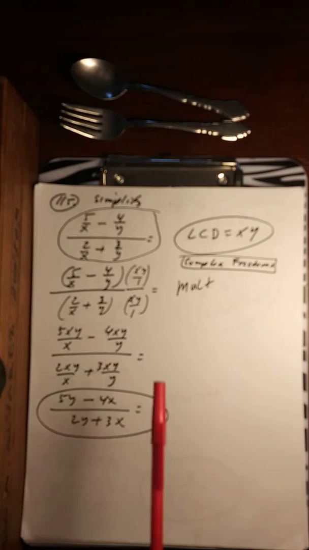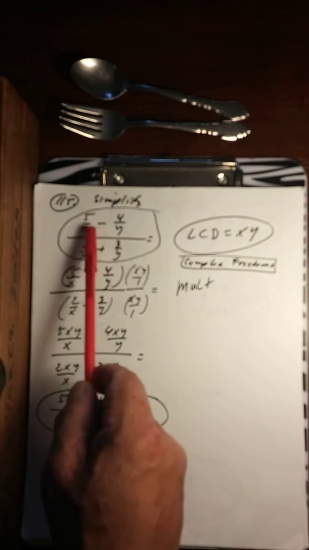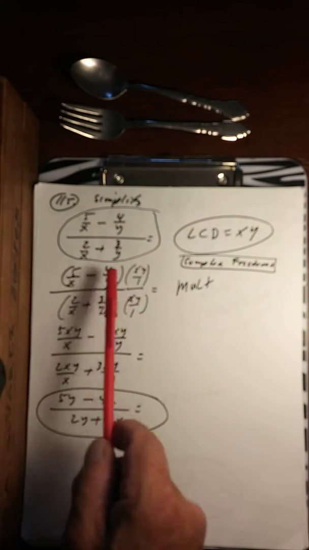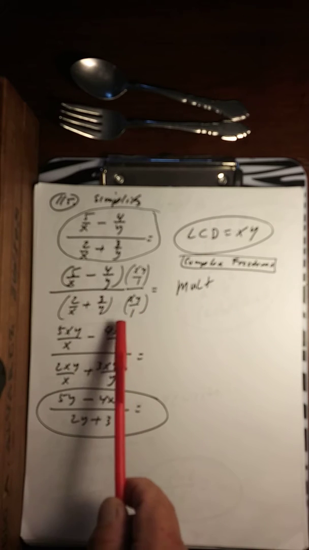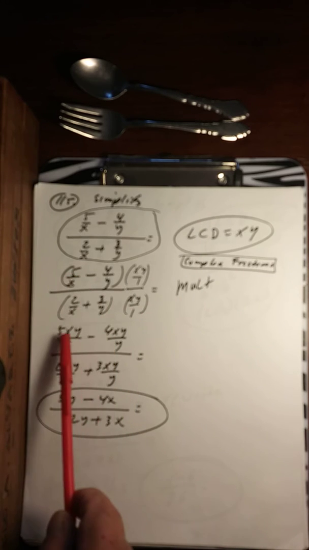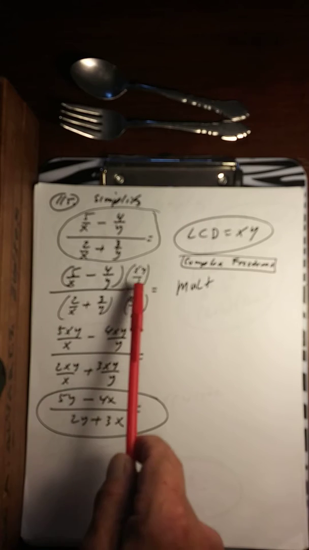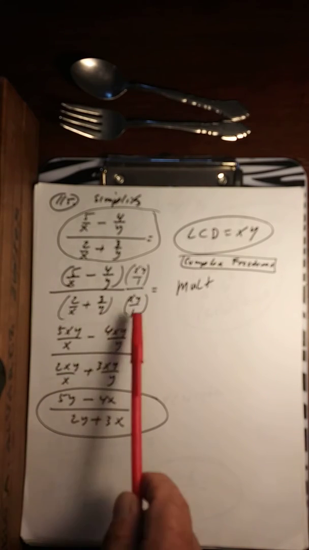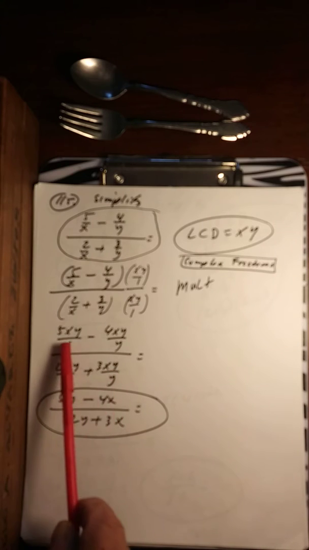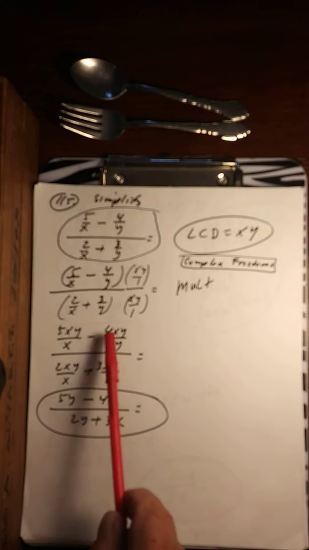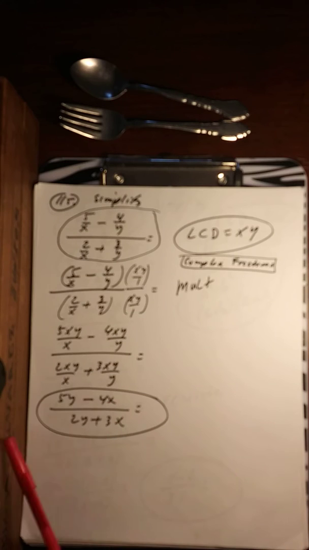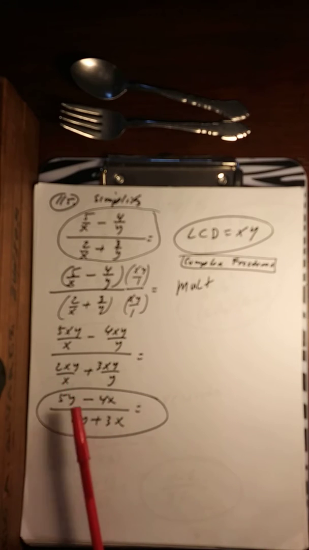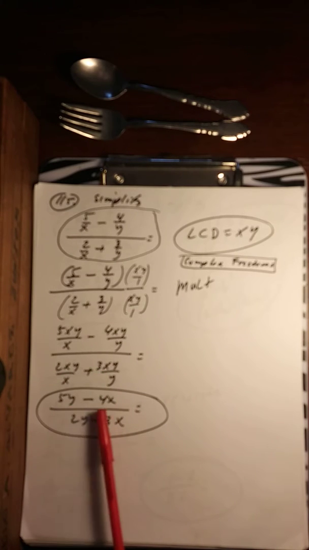More complex fractions. So multiply, the LCD is xy, xy all the way across. So xy times the first one is 5xy over x, 4xy over y, 2xy over x, and 3xy over y. Now this simplifies. Cancel these out, you have 5y. Cancel these out, you have negative 4x. Cancel these out, you have 2y, and you have 3x. So 5y minus 4x over 2y plus 3x.